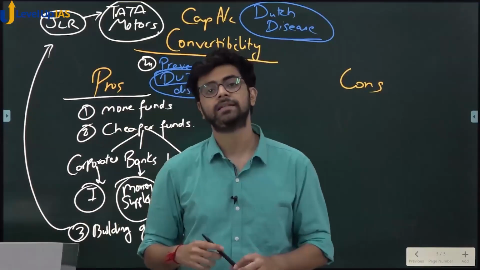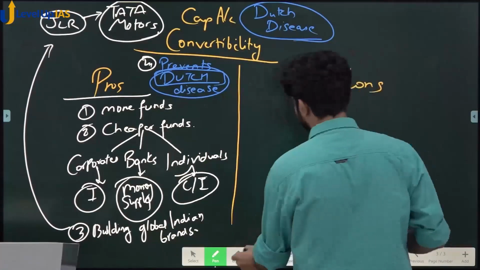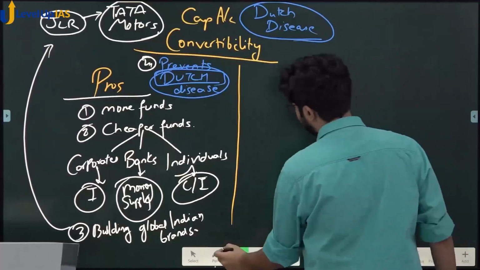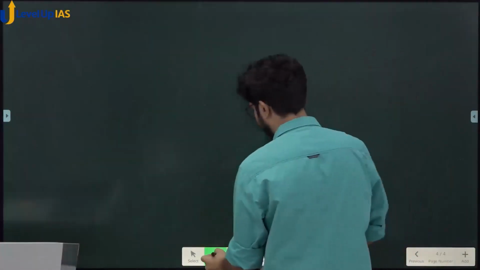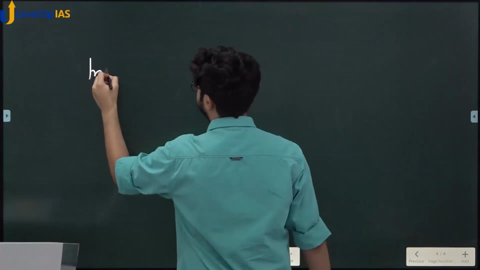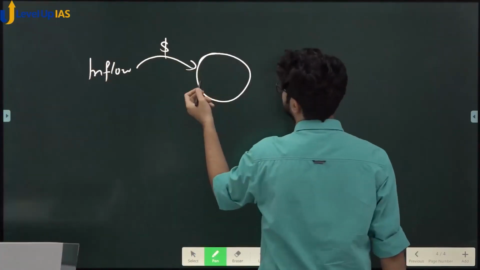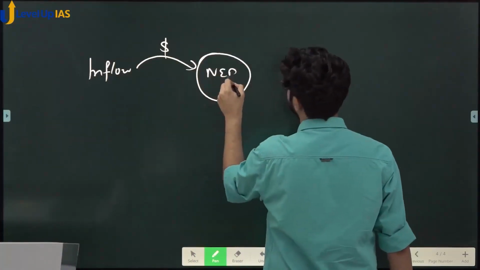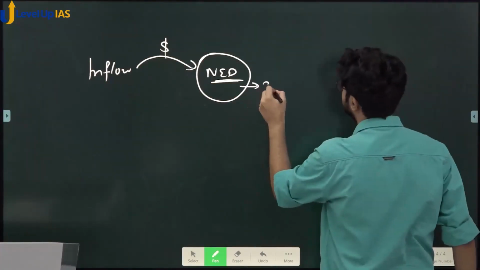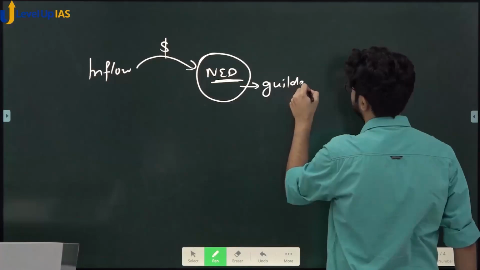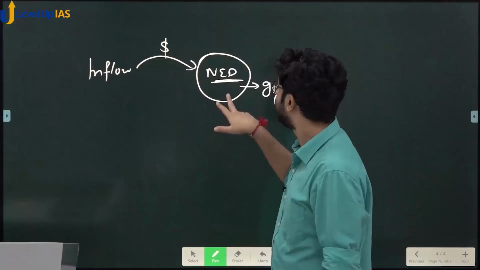Now what is happening here is, what will happen to the exchange rate? That is my question. When a lot of money comes in, there is an inflow of dollars in Netherlands. What will happen? Netherlands' currency is the guilder. Let us call it G, I don't know the symbol for guilder. So what will happen to G?